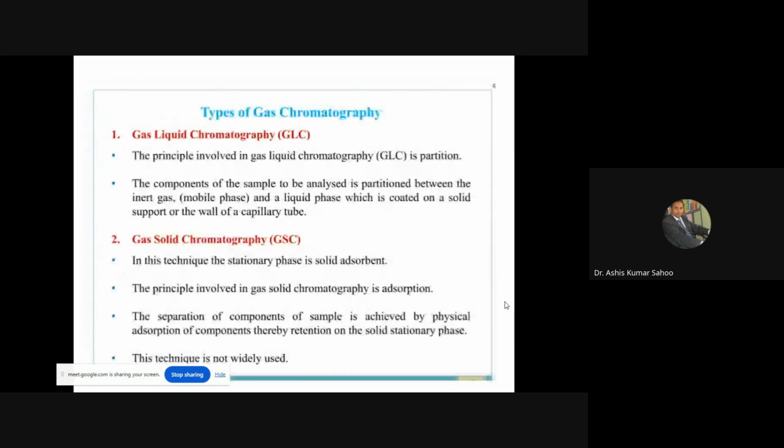So let's discuss the types of gas chromatography. Gas liquid chromatography: the principle involved is that the components of the sample to be analyzed partition between the inert gas and a liquid phase which is coated on a solid. Gas solid chromatography: in this technique, the stationary phase is a solid adsorbent, and the principle involved is adsorption. So these are the different conditions for gas liquid and gas solid chromatography.